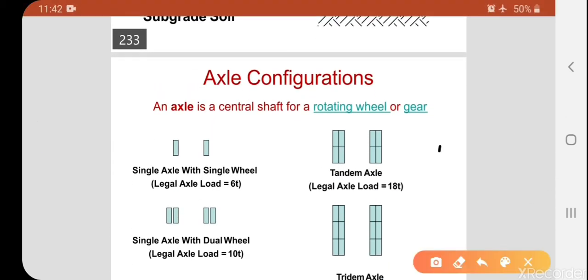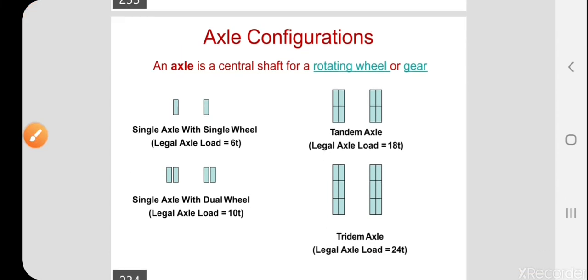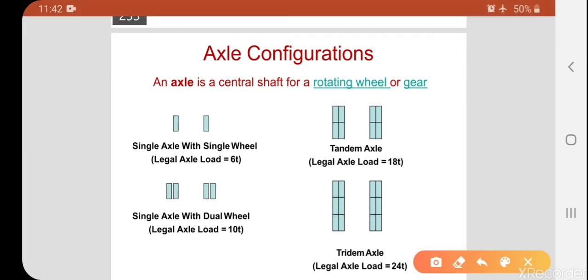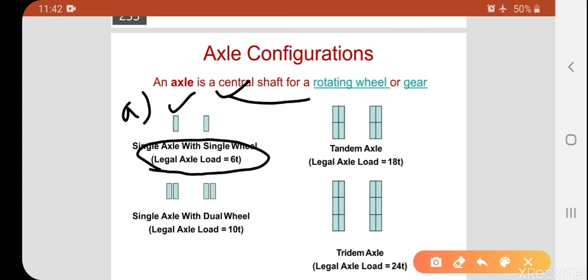So this brief picture will give the idea of the types of lanes, the types of single axle, double axle, and depending on the loads. Here an axle is a central shaft for a rotating wheel or gear. The first case, a single axle with a single wheel. Here we can see only a single axle, and the maximum load carrying capacity is 6 tons.